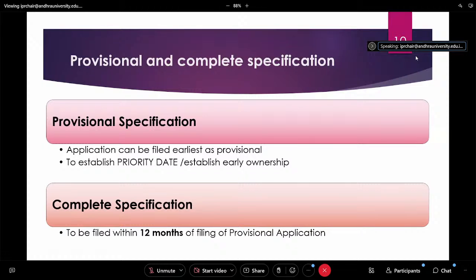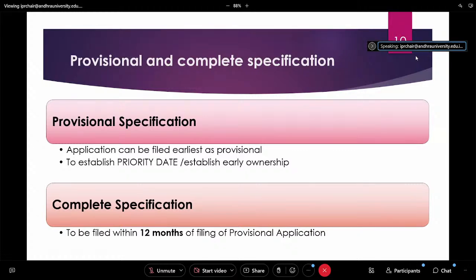So my ownership, my priority is saved. Now I have 12 months of window time, so I can put all my data and file my complete specification. And my poor friend, who is a really good guy, me being the bad one here, he didn't know about the provisional specification. He filed the complete specification at the beginning. However, his novelty is lost because I have already filed it.